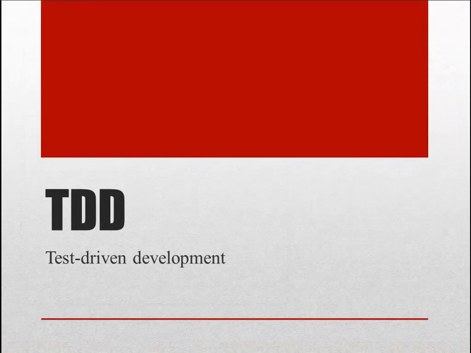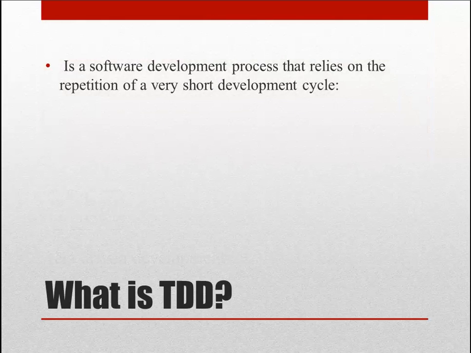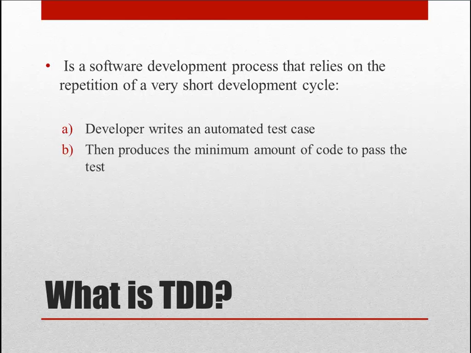TDD, or test-driven development, is a software development process that relies on the repetition of a very short development cycle. The developer writes an automated test case, then produces the minimum amount of code to pass the test. Finally, refactors the new code to acceptable standards.